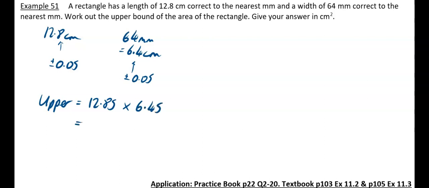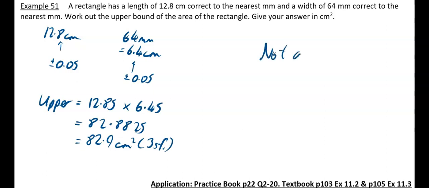And if you multiply those out, you're going to get 82.8825. And I've given my answer to 3 significant figures, so it's 82.9 centimeters squared, which happens to be the same as one decimal place in this case. Not asked for, but this is just to show you anyway.